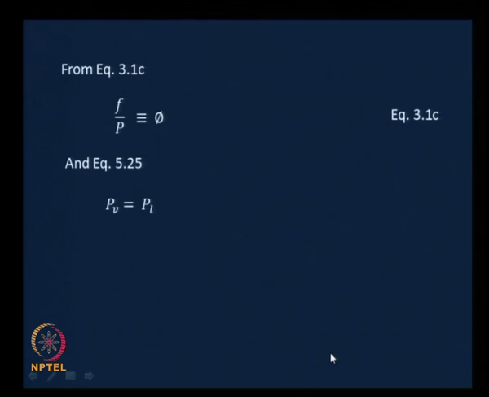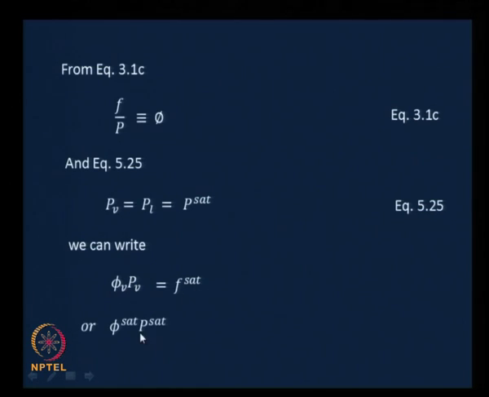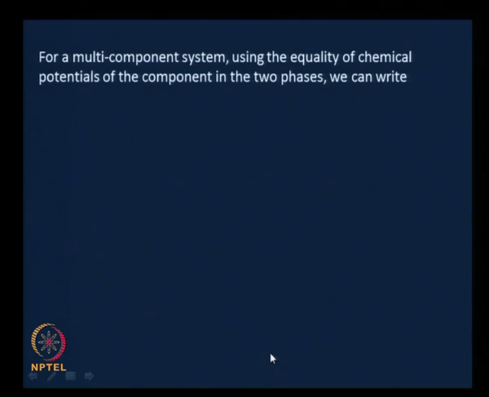And using the fugacity coefficient and the fact that the pressure would turn out to be the saturated pressure, we could write phi V, the fugacity coefficient of the pure component in the vapor phase, times P V equals F sat, or phi V is nothing but phi sat, and P V, as we said earlier, was P sat. This can be written as equal to F sat, and this was for a pure component: phi sat P sat equals F sat.